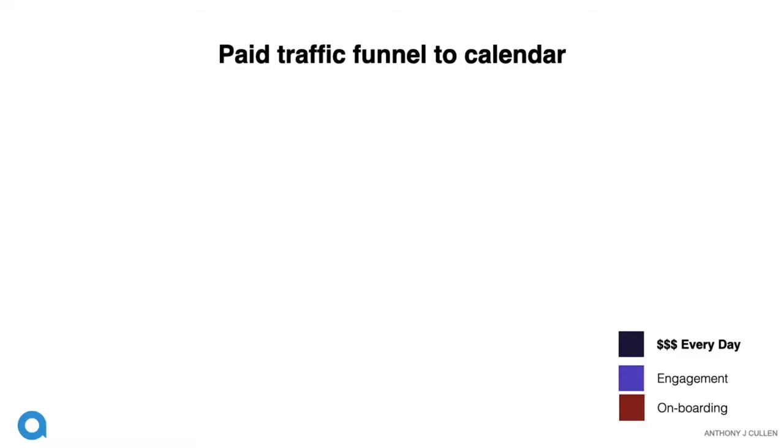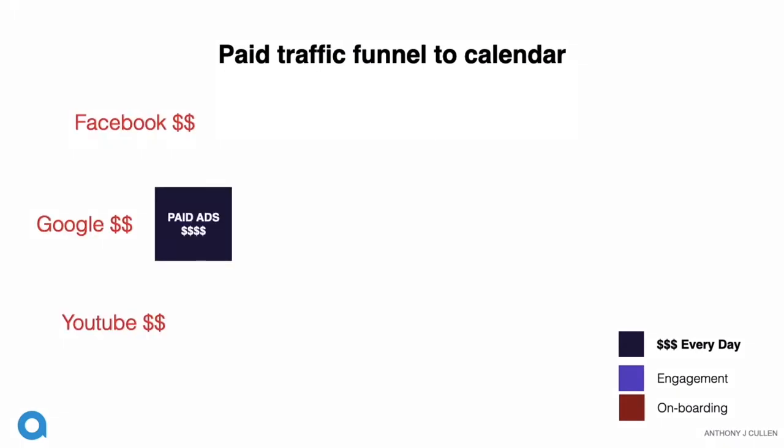Funnel metrics. Okay, paid traffic funnel to calendar. Let's say, for example, that you are using paid advertising and you're paying for ads every single day, as you'll see from the key in the bottom right. What that basically is, you're paying Facebook, Google, YouTube a lot of money to find the targeted traffic that you want to work with and engage, and basically post an advertisement and make sure it gets in front of them, and then they'll click through to land on your landing page.